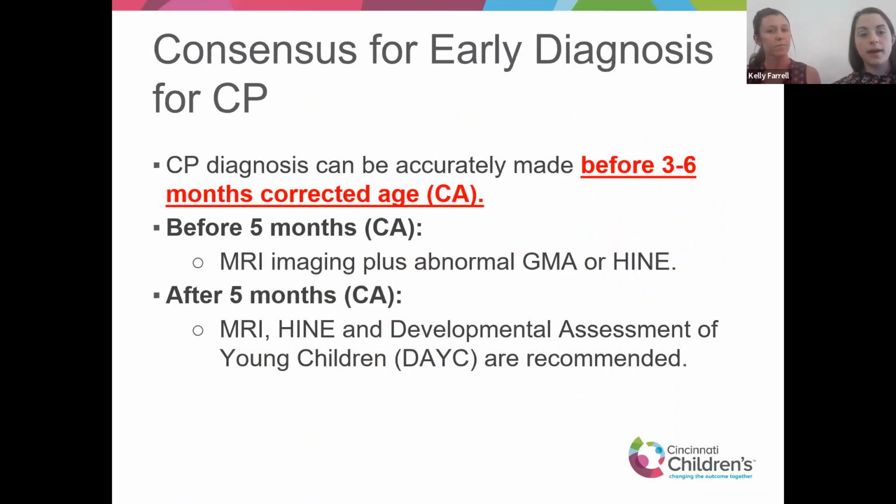So why is it so important that we are diagnosing these things? It's because this early diagnosis can lead to more appropriate treatment, which I'll be going into more in the next slide. But as science progressed, we are able to diagnose cerebral palsy at a much earlier age, as young as 3 to 6 months of corrected age. When the baby is before 5 months of age, we are able to use the MRI plus the abnormal GMA or HINE. And after 5 months, we're able to use the MRI, HINE, and then the Developmental Assessment of Young Children.